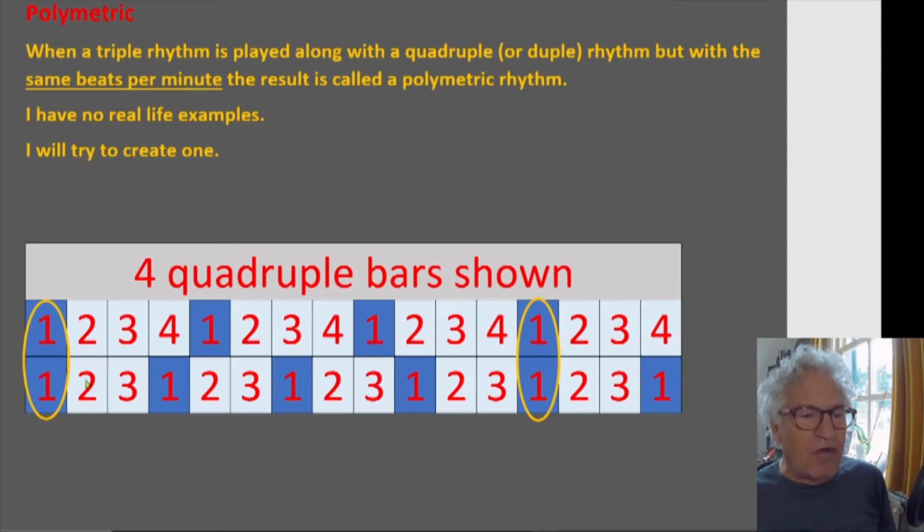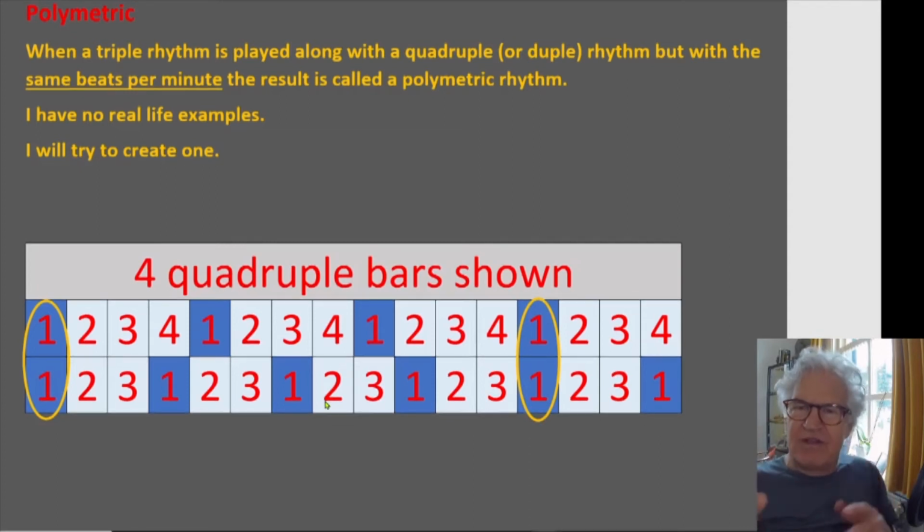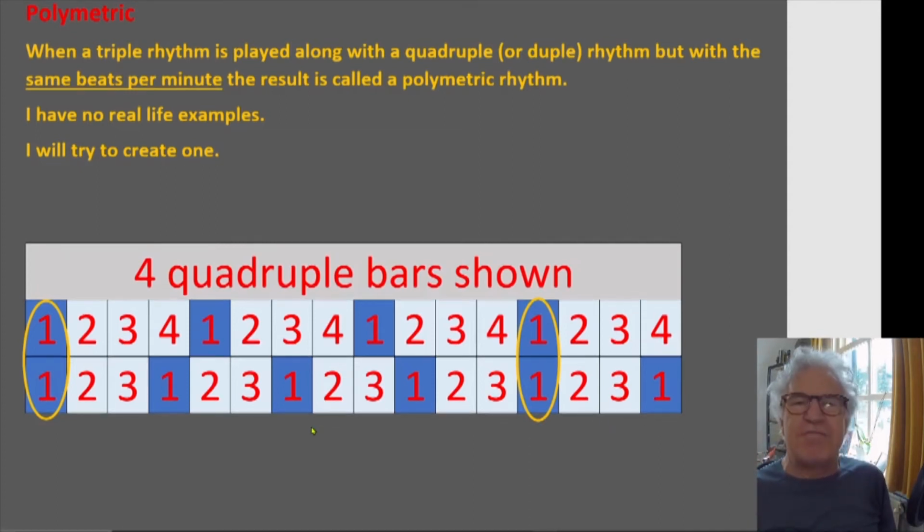So all beats coincide, but the emphasis that you will put on the ones, or maybe also the threes, for a quadruple rhythm, do not coincide with the emphasized ones of the triple rhythm. So it will give a surprising result. We'll try to show that, see that later.